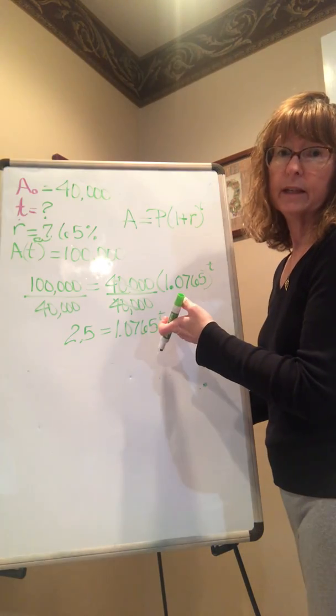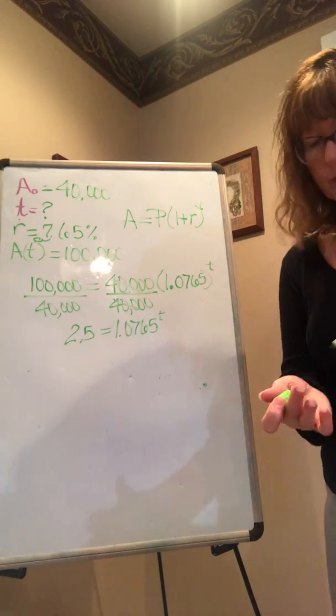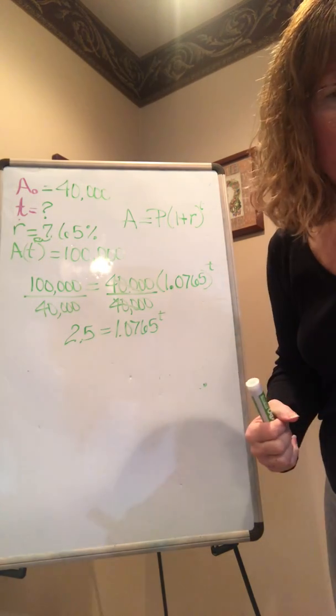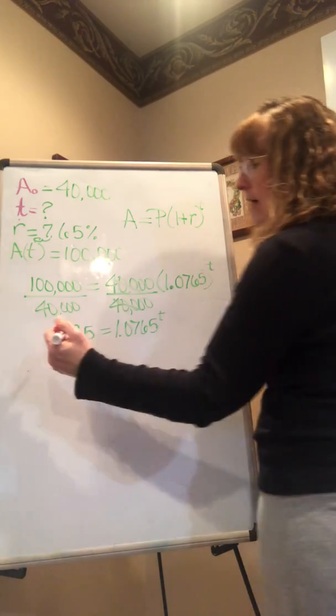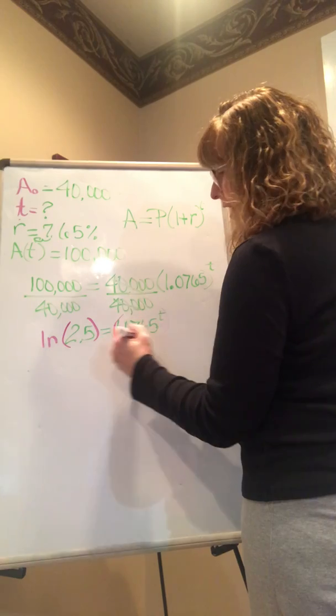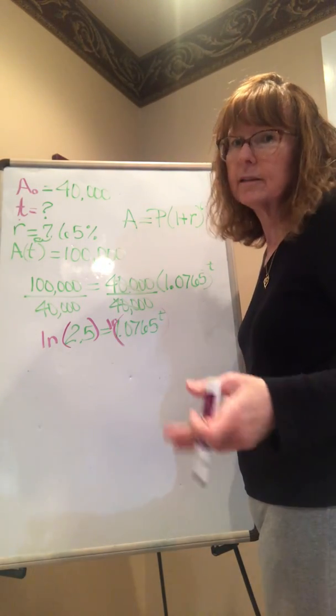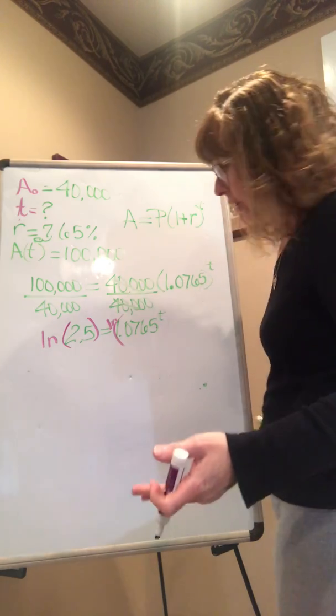Your exponent is an unknown. Got to use a log. So I am going to throw the natural log on both sides. So if I put a natural log here and I put a natural log here, you could use a common log. You're going to get the same answer. I just like to use a natural log.